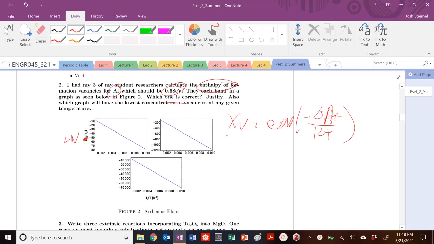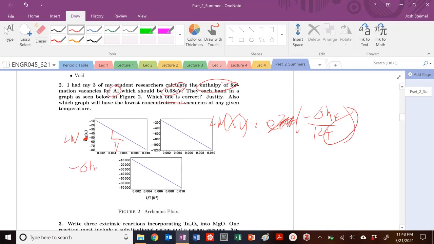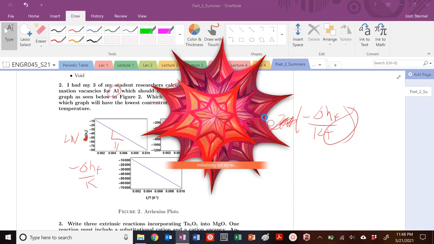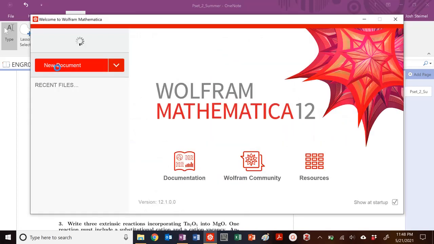When I take the natural log of this function, ln Xv, the exponential disappears. I'm plotting 1 over T, so my slope, which is what we're going to calculate, is equal to minus ΔHf divided by k. I know that we're working in eV, so let's go ahead and plot it.